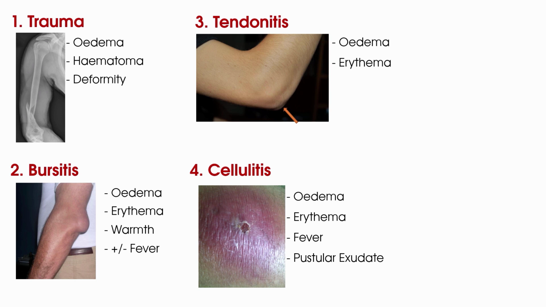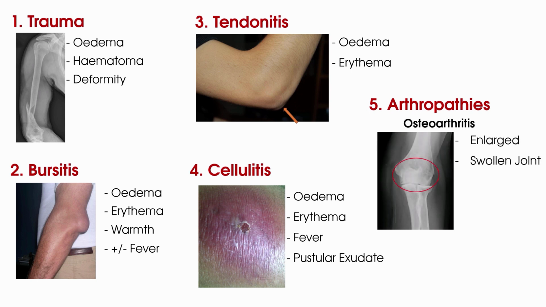Finally, number 5 is arthropathies, which can be categorized into osteoarthritis, rheumatoid arthritis, and crystal arthritis. For osteoarthritis, you may expect to find an enlarged swollen joint, and in progressed cases, you may find hard swelling when you palpate the joint.